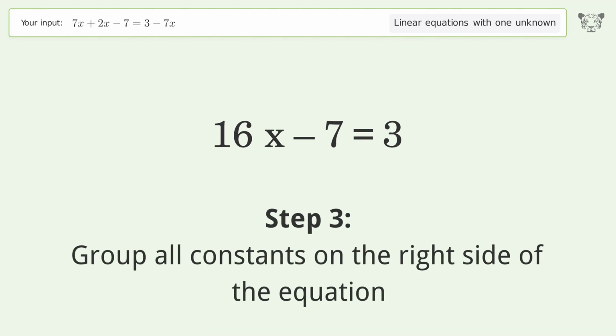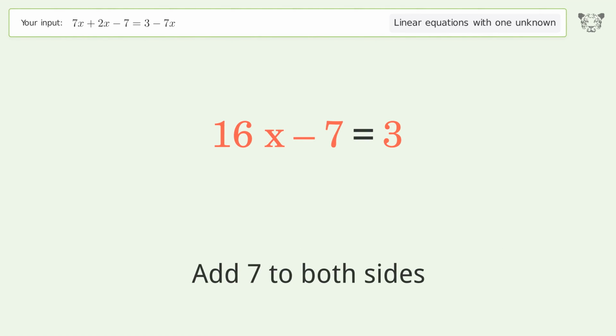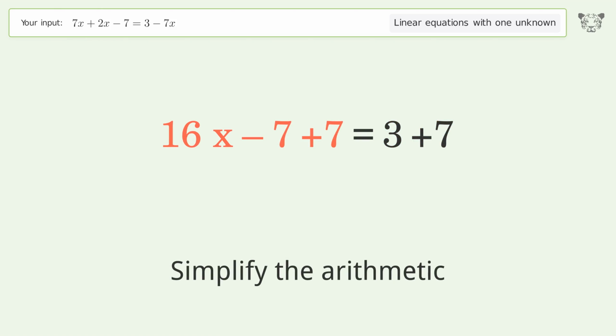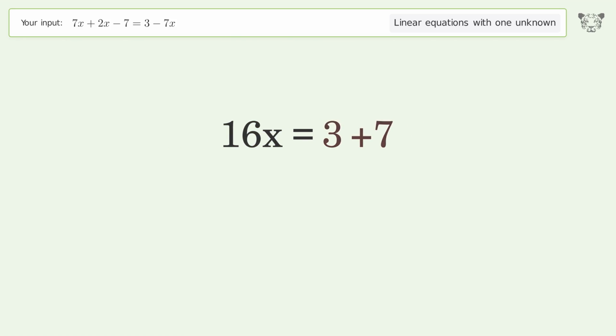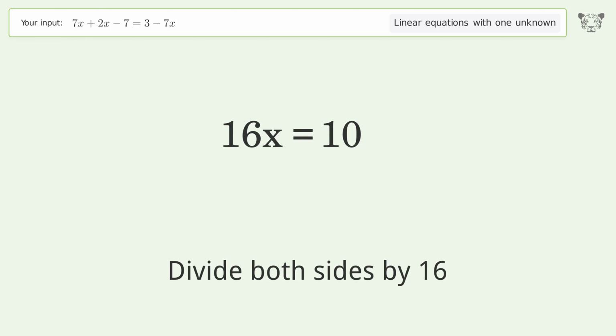Group all constants on the right side of the equation. Add 7 to both sides. Simplify the arithmetic. Isolate the x. Divide both sides by 16.